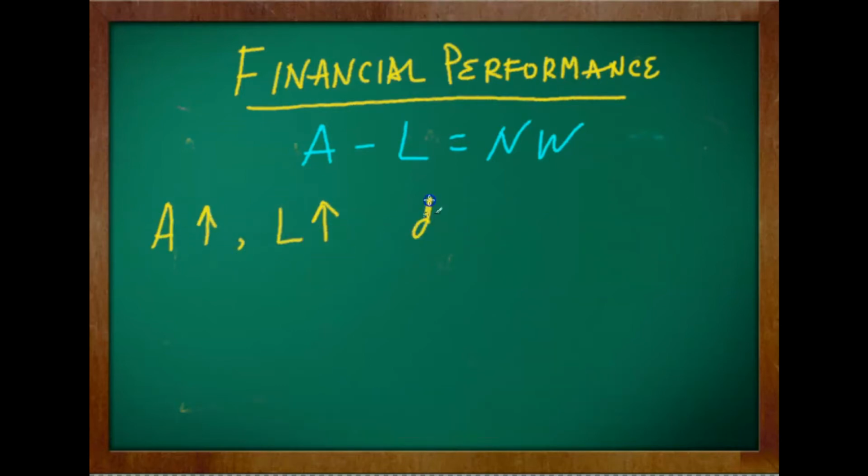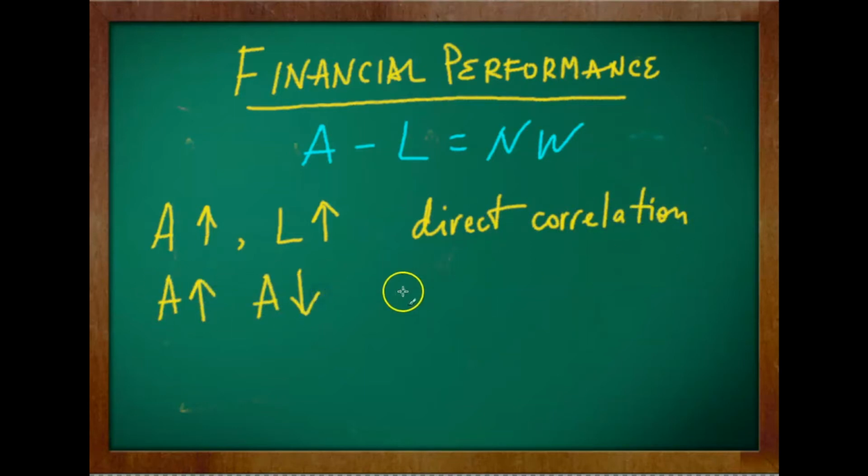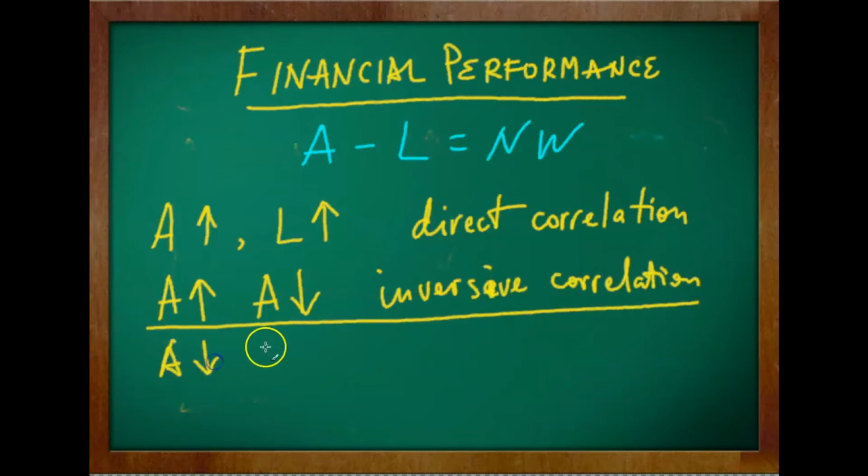Simply saying, when an asset goes up, the liability goes up too. We call it direct correlation. The result is an increase of total asset value. Or, when one asset goes up, another asset goes down. We call it inverse correlation. As the result, the total assets stay the same.